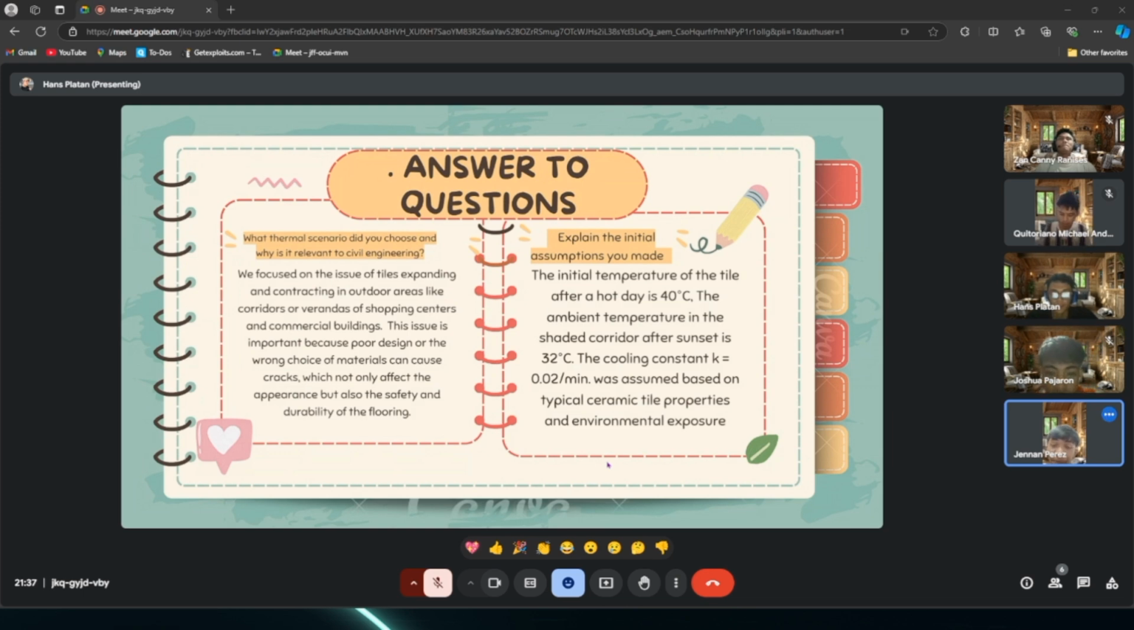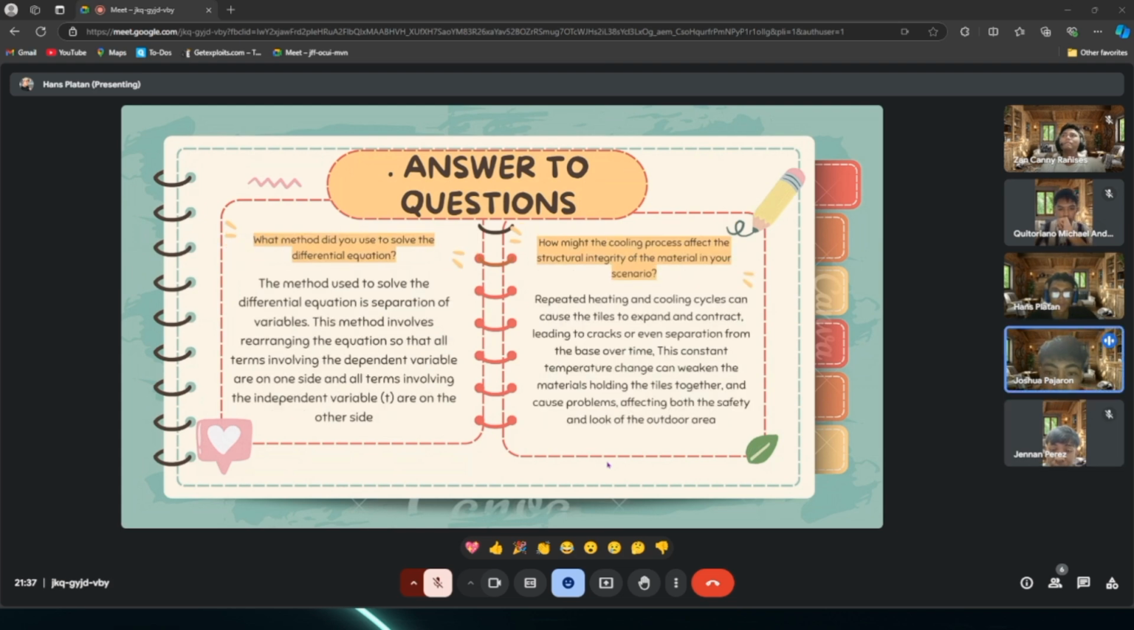For number two, explain the initial assumptions you made. The tile's initial temperature after a hot day is 40 degrees Celsius, typical for tropical regions. The ambient temperature in the shaded corridor is 32 degrees Celsius after sunset. The cooling constant is assumed based on the ceramic tile properties and environmental exposure, based on real-life scenarios and average daily temperatures in Cagayan de Oro.